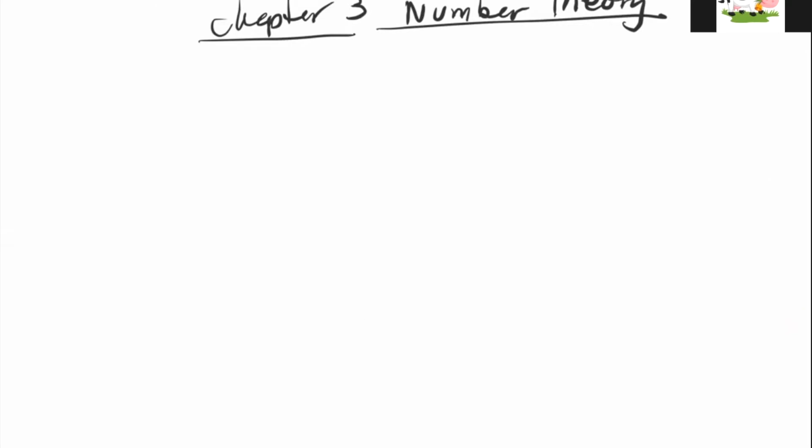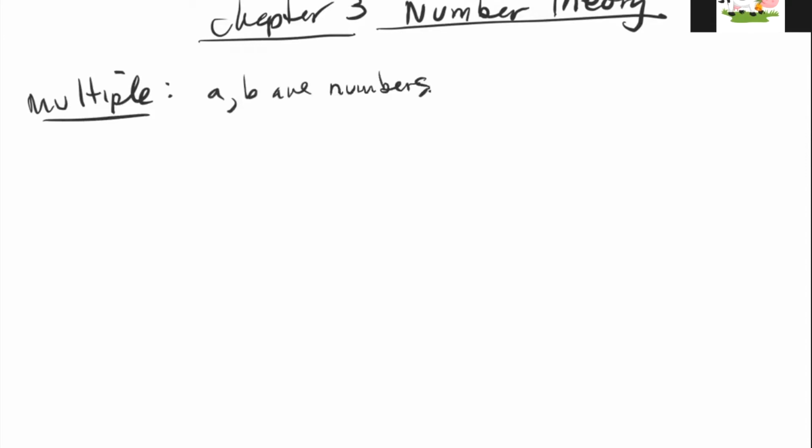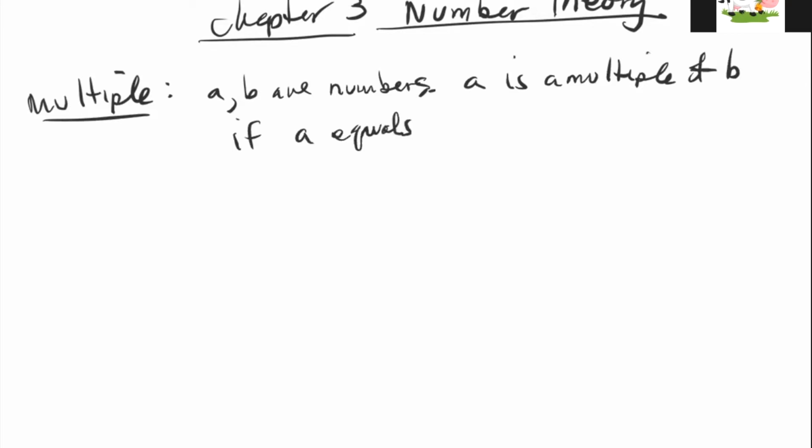So, multiples. The idea of a multiple: A and B are numbers. A is a multiple of B if A equals B times some integer. What that means is A is equal to B times n, and n can be any integer we want.